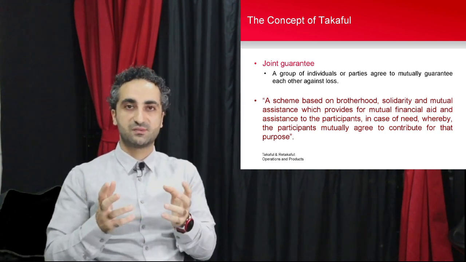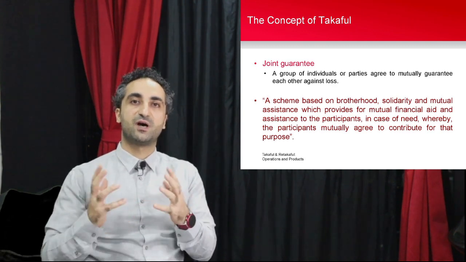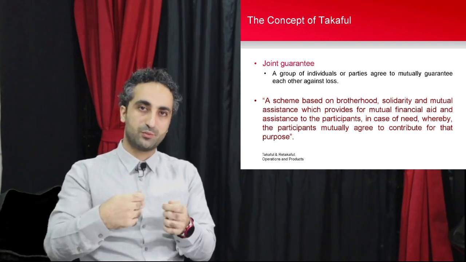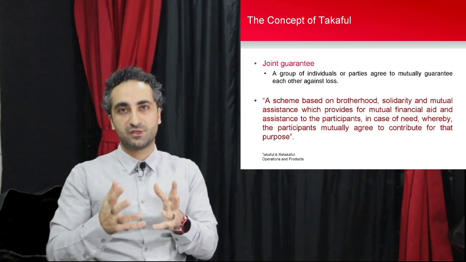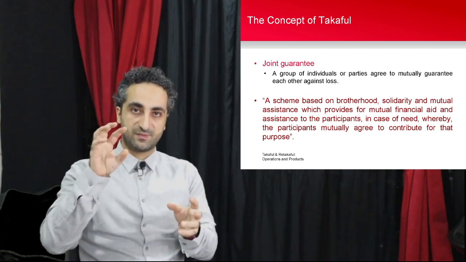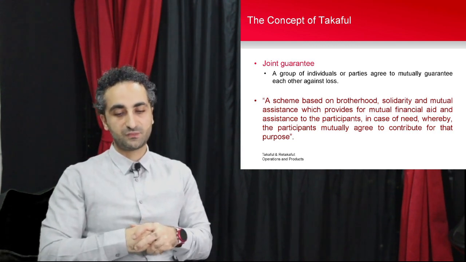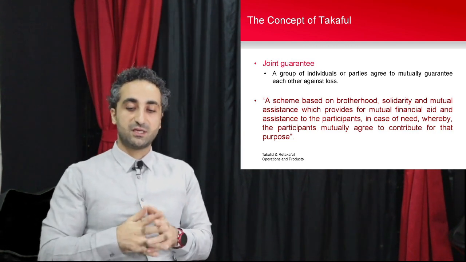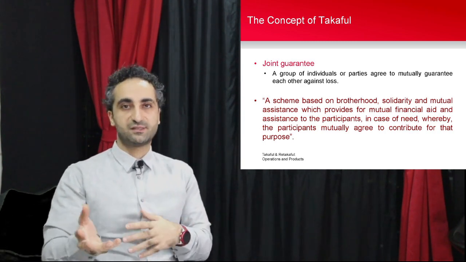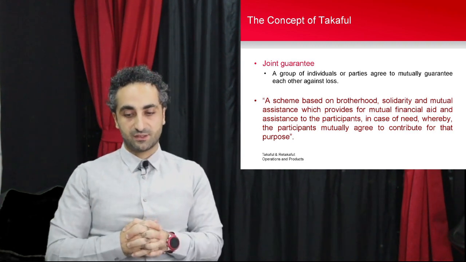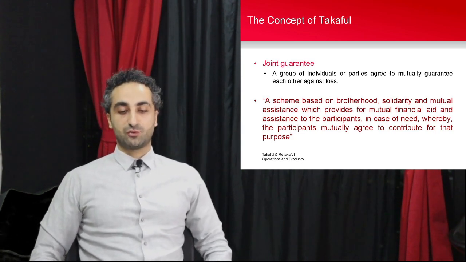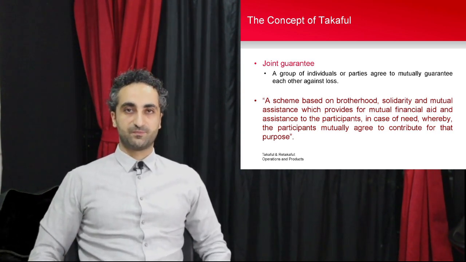So what is this brotherhood about? It's to provide. We will all provide some financial aid to the one facing the unfortunate loss due to the risk specified in the contract, and assistance to participants in case of need, which means, remember, the claim. So in case of need, meaning you had an accident, you have evidence, etc., the participants mutually agree to contribute for that purpose.